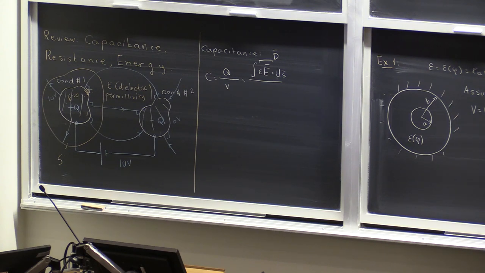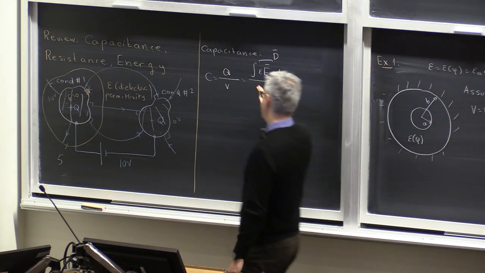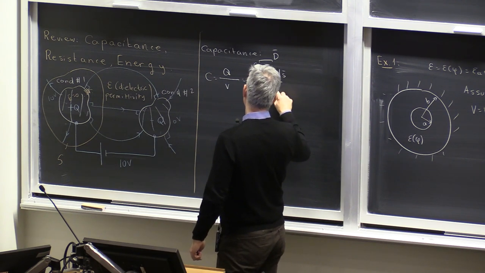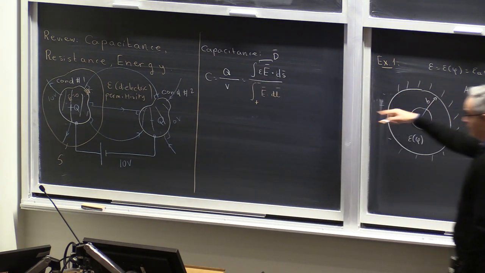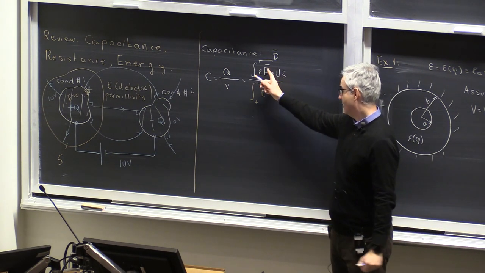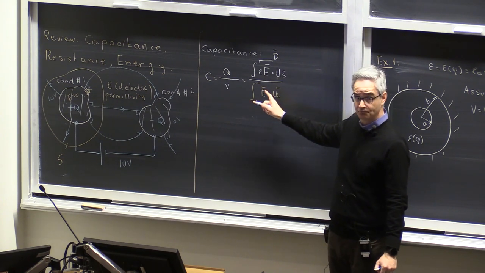That is Gauss's law divided by the potential, which is plus minus E dot dl. So plus, so that potential starts from a positive conductor and goes to the negative conductor. So this is the capacitance. And you see the electric field is on the top and the bottom.